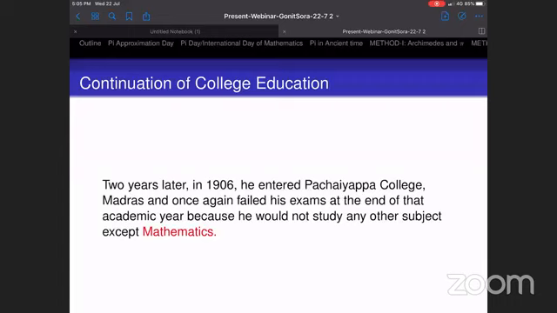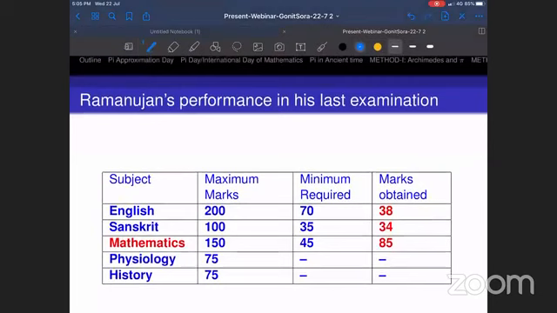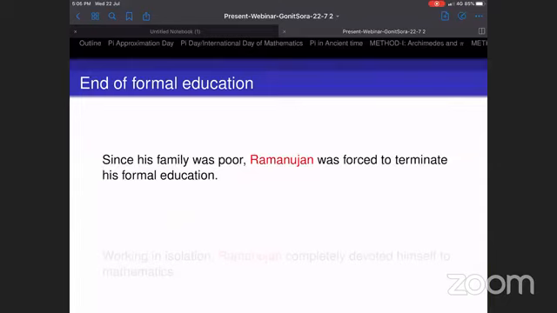So he failed twice. Fortunately, the marks obtained by Ramanujan in his last examination are with us, and you can check them here. In English, the maximum was 200 and the minimum required was 70, and he scored 38. In Sanskrit, out of 100, the minimum was 35, and he failed narrowly. In mathematics, out of 150, he got 85, with pass marks being 45. In physiology and history, he did not appear. So Ramanujan failed again, came back home, and his family was poor, so he was forced to terminate his formal education. His formal education was actually FA, first year failed. In modern language, you can say higher secondary failed.